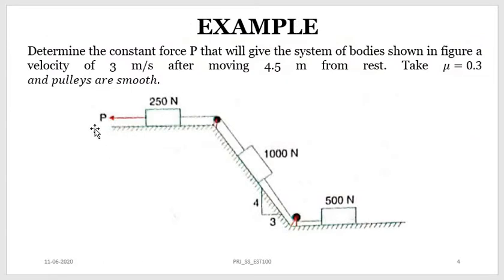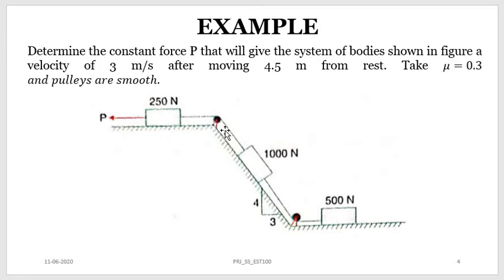So here the question is, determine the constant force P that will give the system of bodies shown in the figure a velocity of 3 meter per second after moving 4.5 meter from rest. So take mu is equal to 0.3 and the pulleys are small. So it is a connected body system consisting of three different blocks. And let us see what are the given data.